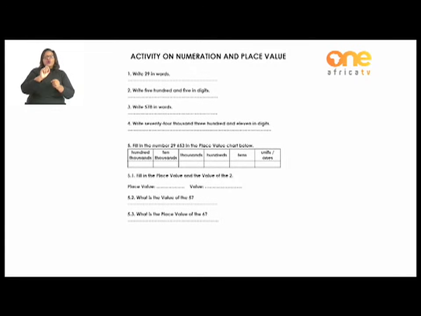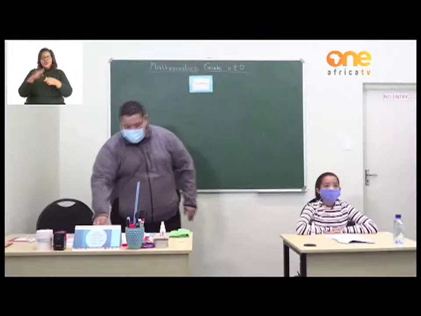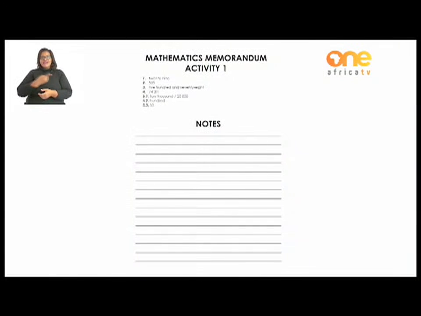Number 4 is quite a big word. Write 74,311 in digits. Here we should not forget the space between the 4th and the 3rd digit. Number 5, fill in the number 29,653 in the place value chart below. So there's a place value chart, units, tens, hundreds, thousands, 10,000s, and 100,000s. Here, 5.1. Fill in the place value and the value of the 2. Then we want both the place value and the value. What is the value of the 5? And 5.3.